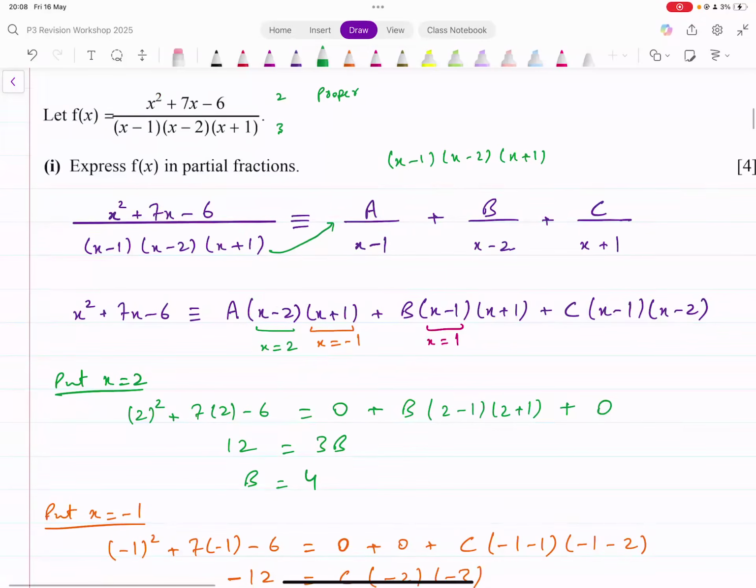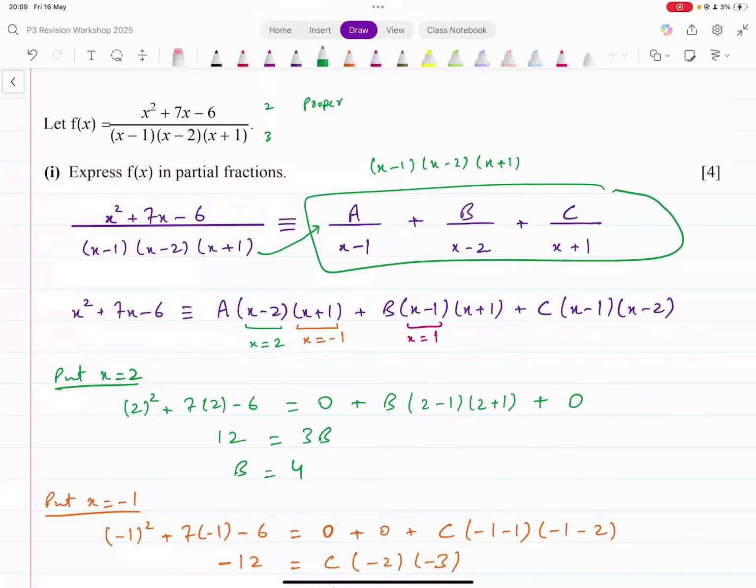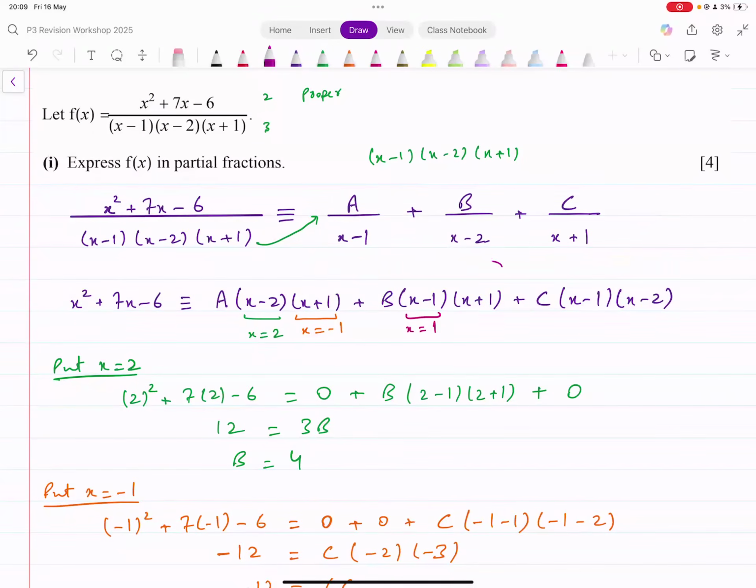How would you do this? You would say, this is the fraction for which you want to find partial fractions. You break it into three fractions like this: a over x minus 1 plus b over x minus 2 plus c over x plus 1. You multiply the denominator on the left side and the right side, and that gives you this.